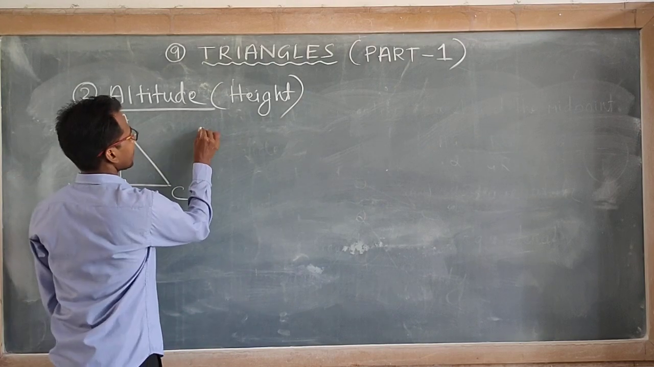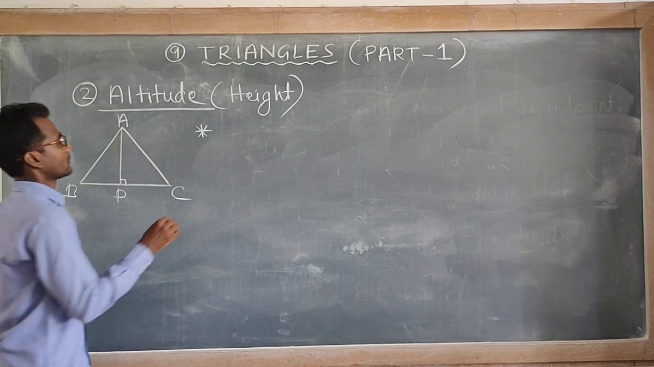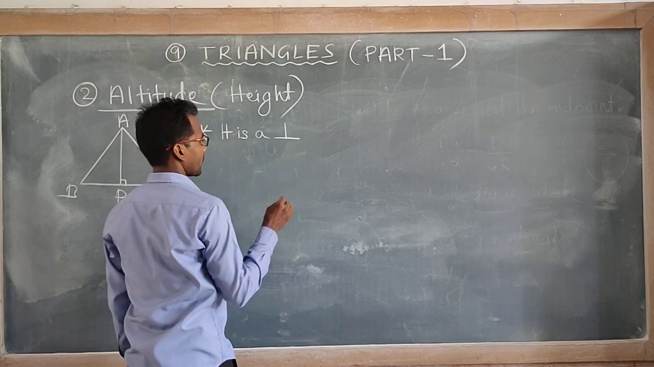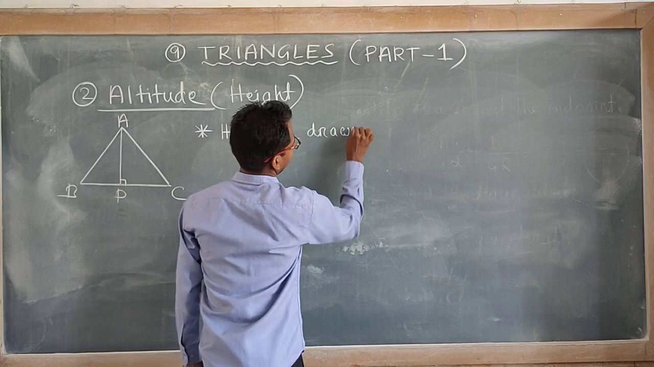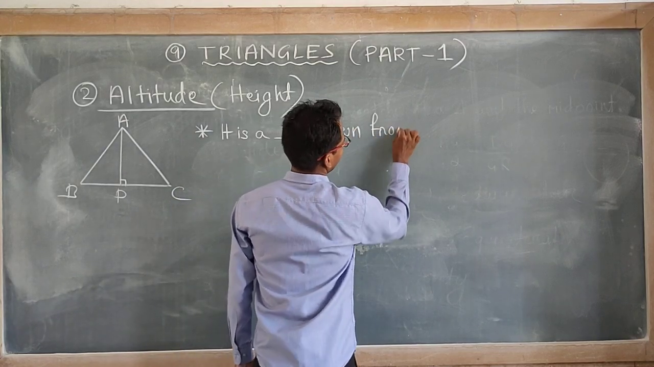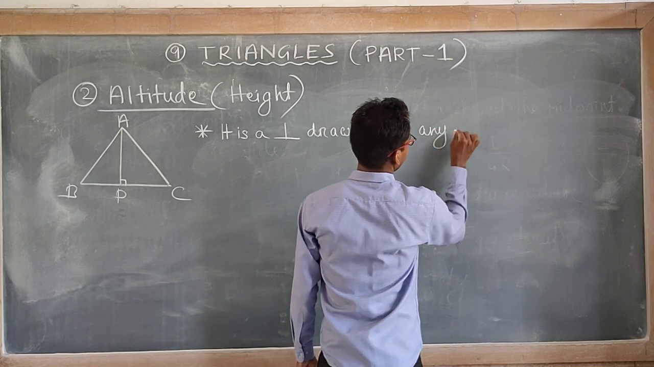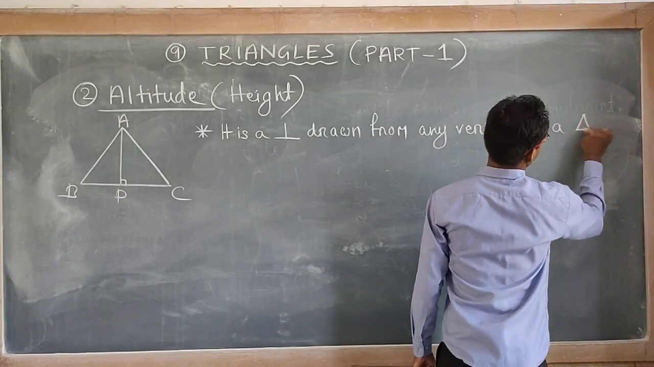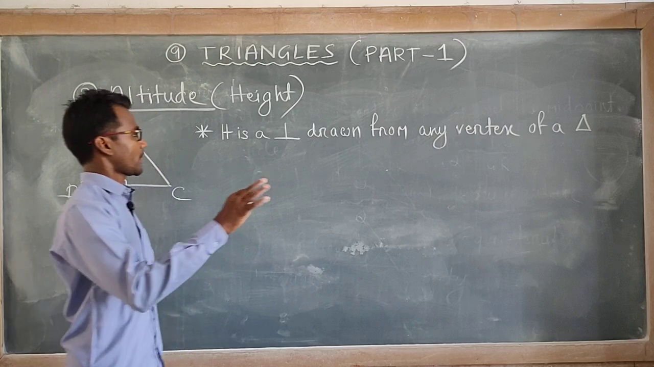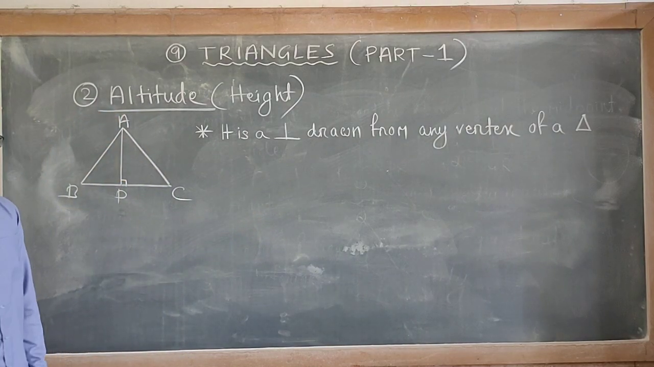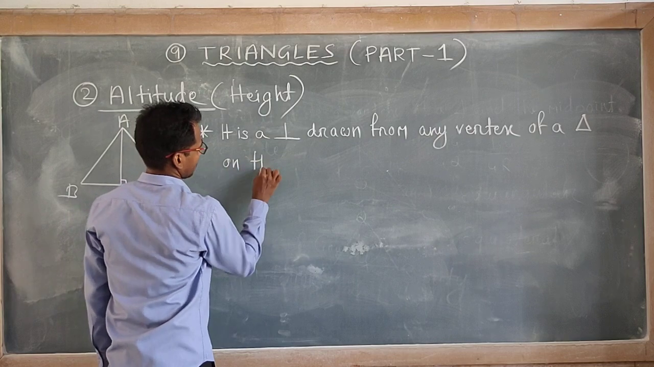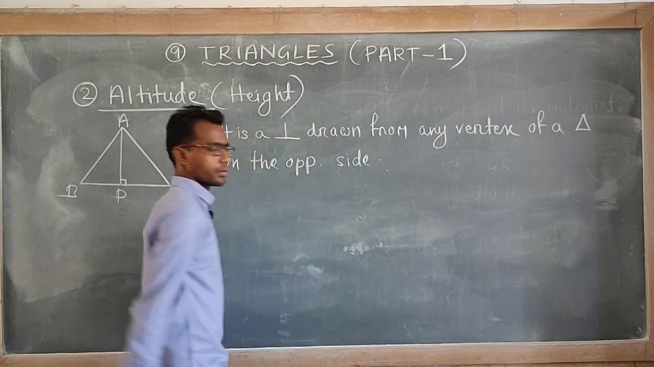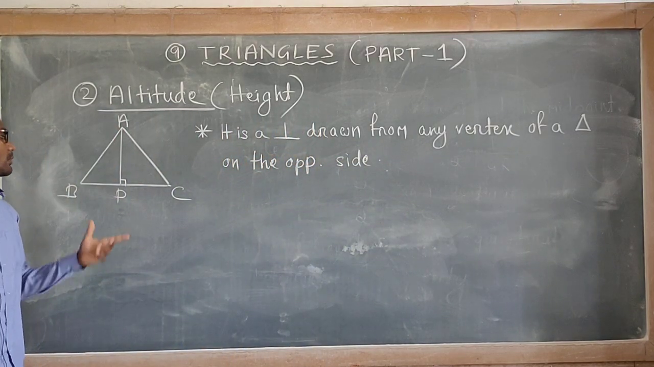So let us go for the definition from this diagram. It is a perpendicular drawn from any vertex of a triangle on the opposite side. See, AP is the perpendicular corresponding to side BC.